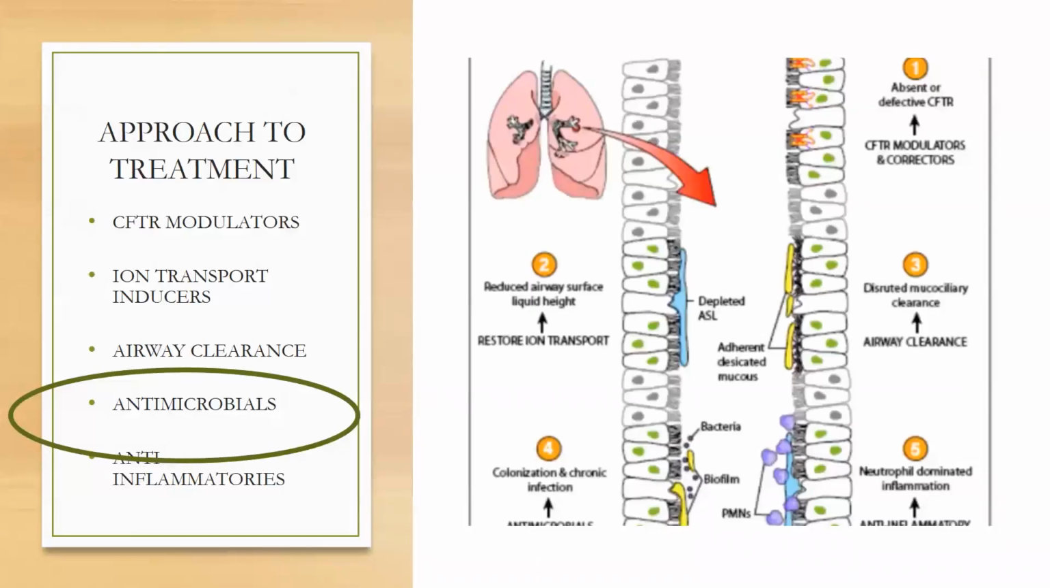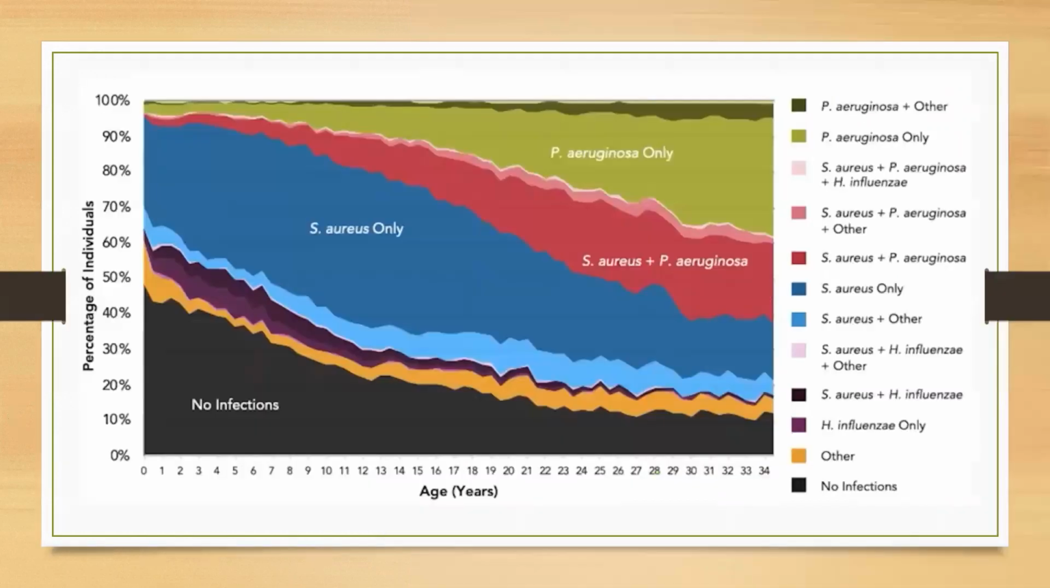Now, antimicrobials. That's another treatment approach that we can be targeting for these patients. And why is that important? Well, I think this is a good chart that looks at all the different organisms found in cystic fibrosis patients. This was taken from the Cystic Fibrosis Foundation registry. As you can see, when you first start to see Pseudomonas for the first time, this is when you absolutely need to eradicate it.